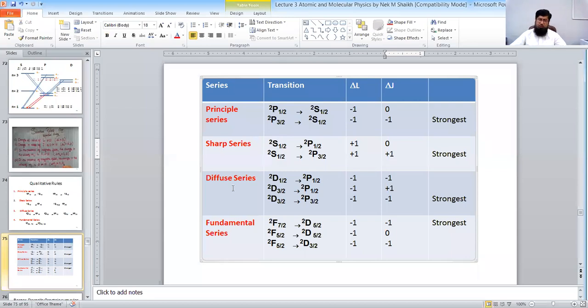In the third, the diffuse series, if you look here, delta L and delta J both change in the same way, and this is -1, this is -1. So among these two, we have two levels, -1, -1. Here there are two levels: 2D 1/2 to 2P 1/2, and the other is 2D 3/2 to 2P 3/2. In both levels, delta L and delta J change in the same way. So between these two, which is the stronger one?